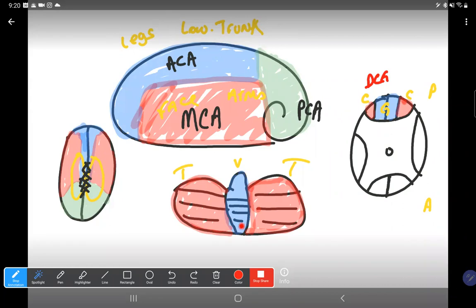Because he's midline. I'll say it again. Anytime it's midline, it goes to the legs and the lower trunk. Anytime something is lateral in neuro, it goes to the face and arms. Face and arms.